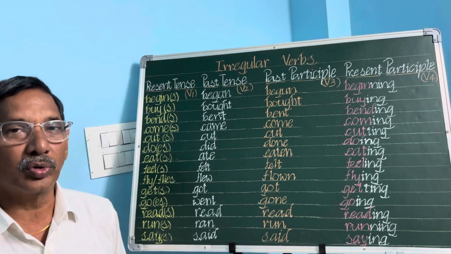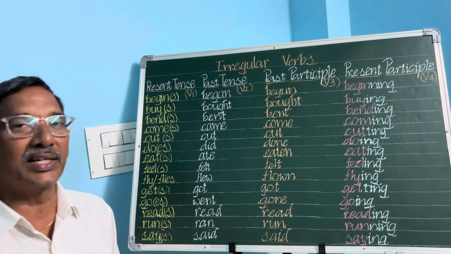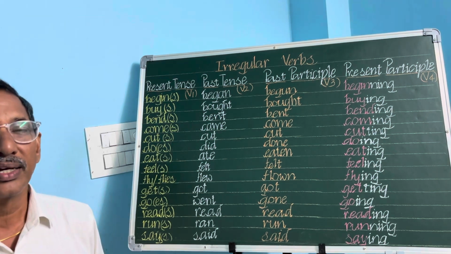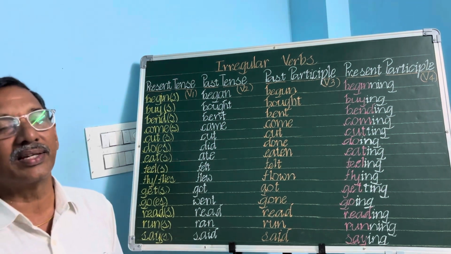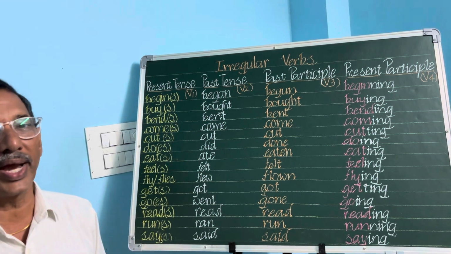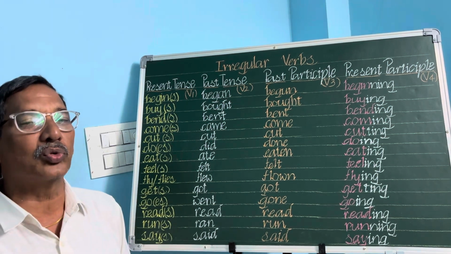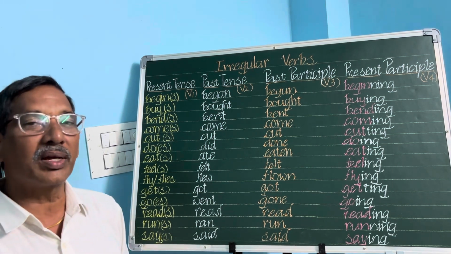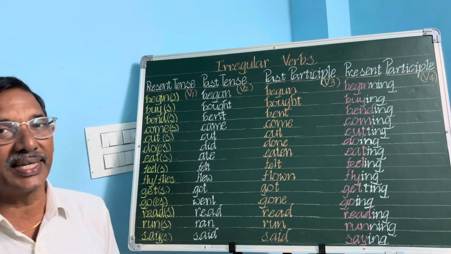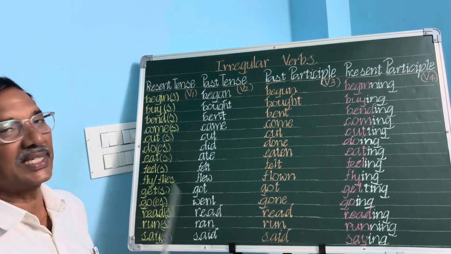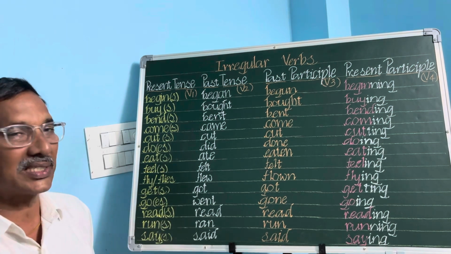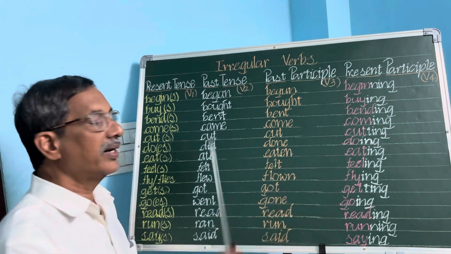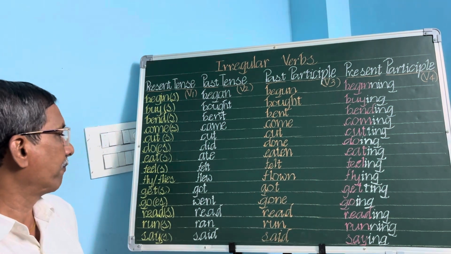Do. The s form is does, D-O-E-S. It is a rule in English that while adding s to words ending in o, e is also added. So we cannot add s to do. While adding s, we also add e. So does, D-O-E-S. Did is the past tense form, done is the past participle form, and the present participle form is doing.